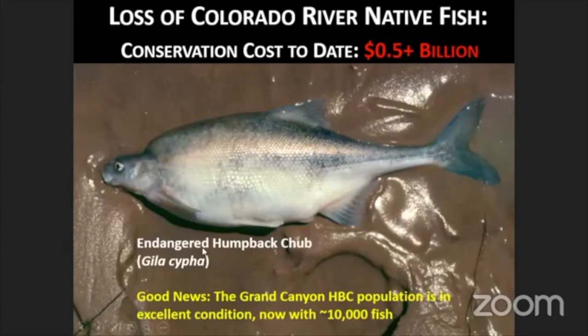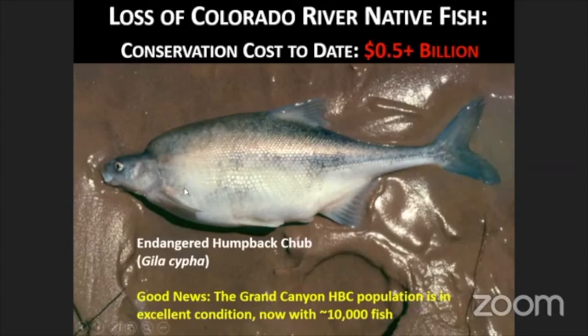So Gila cypha, this minnow grows to be about a foot long. They live for about 30 years or so, and with great conservation costs, we estimate probably about $500 million has been spent on the conservation of this and the other native fish in the Colorado River ecosystem. The Grand Canyon population of the chub is in good condition, probably more than 10,000 fish now. So that's restored. However, because of that success, what happens when the fish gets delisted or downlisted? What happens to fish management in that situation?